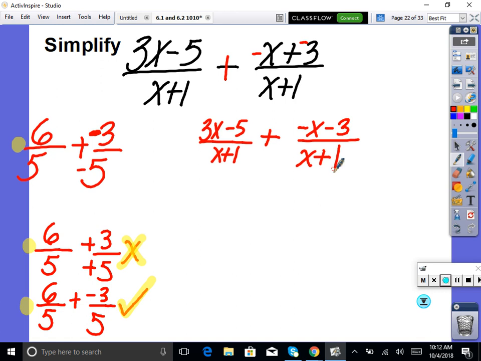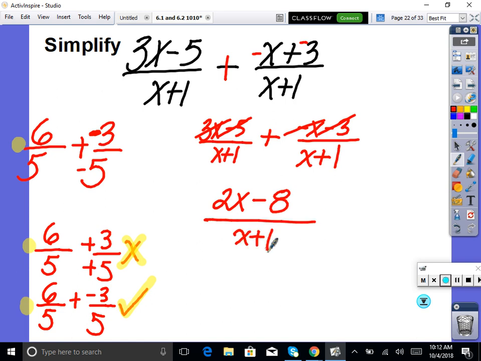Okay, now we can start our first step. Factor the denominators, done. Second, get a common denominator, done. Third, combine the numerator. So 3x minus 1x is 2x. Negative 5 plus negative 3. And that's all over x plus 1. Now you'd say, that's my answer. I just have to simplify it if possible. Factor the top. Factor the bottom.